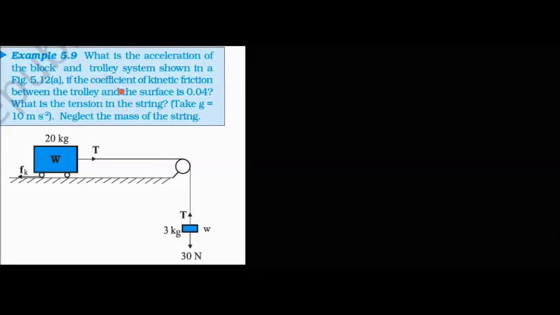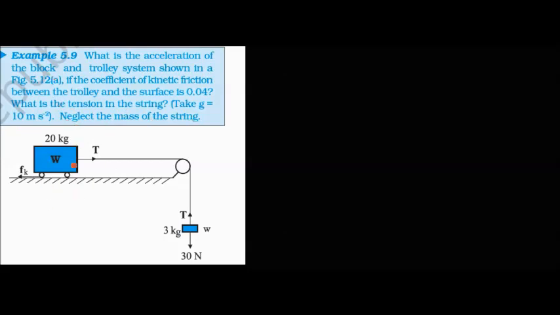This is a worked out example from the NCERT textbook. You can find this question on page number 102. The question is, what is the acceleration of the block and trolley system shown in the figure? If the coefficient of kinetic friction between the trolley and the surface is 0.04, what is the tension in the string? Take the value of g as 10 meter per second square. Neglect the mass of the string.